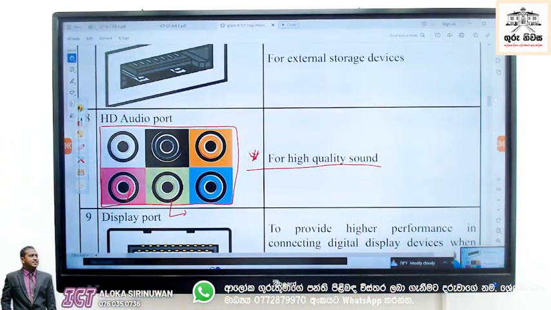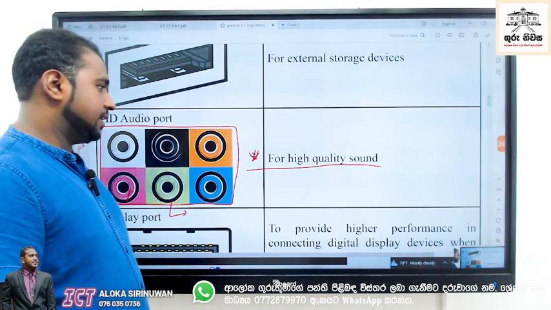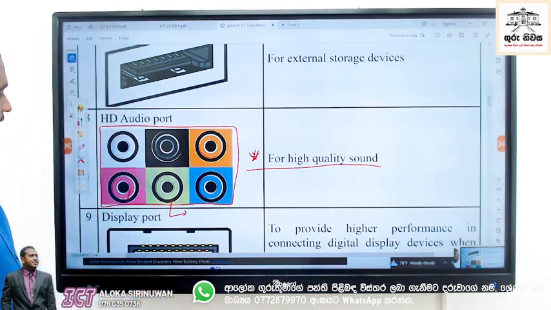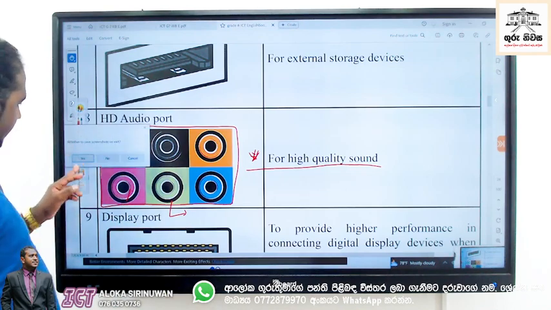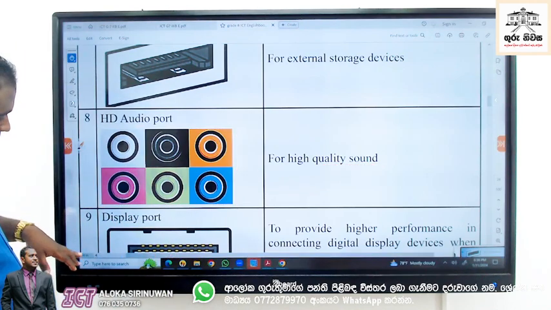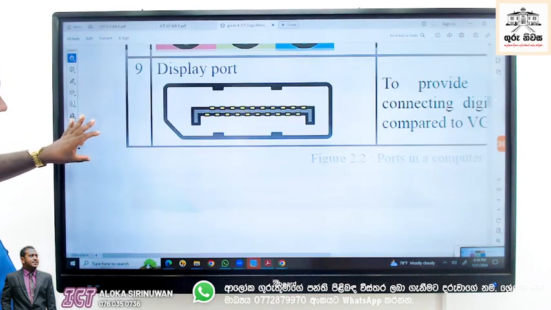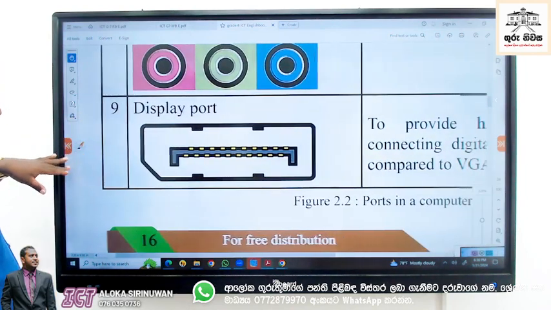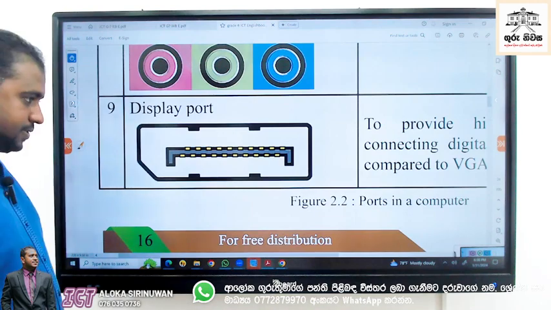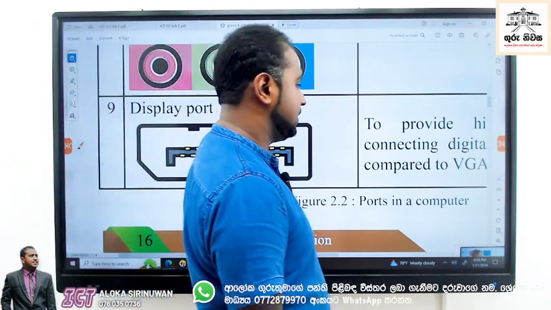HD audio port. Okay, that is used for high quality sound. Ninth one. Display port. Right, everyone? Number 9. Display port.